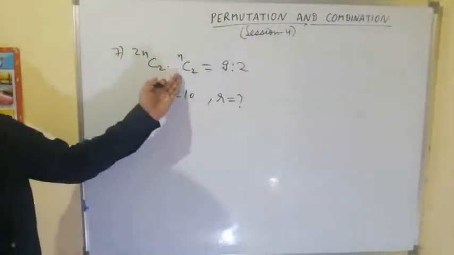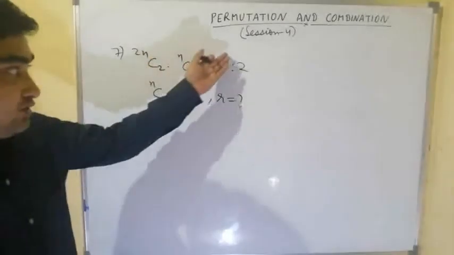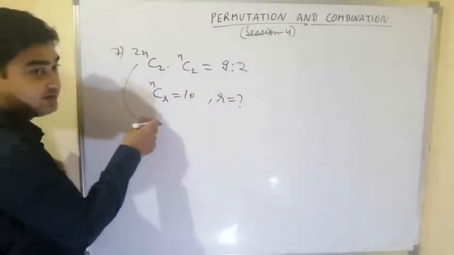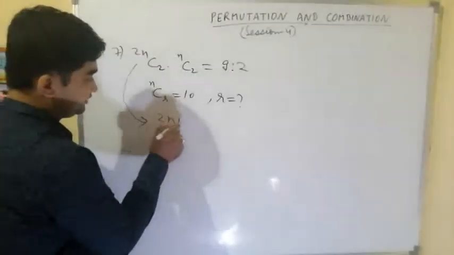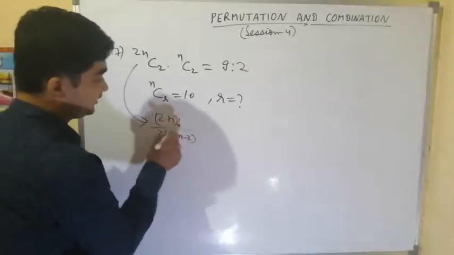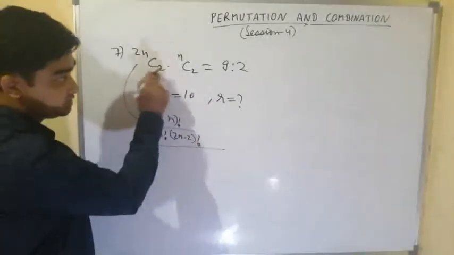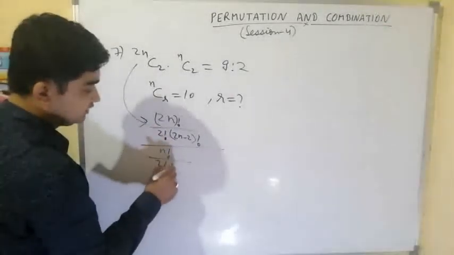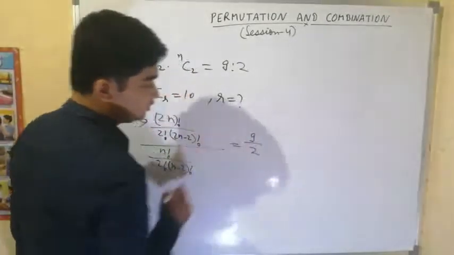Again, it is an equation which is given in terms of combinations. 2nCr divided by another nCr is equal to 9 is to 2. So we can straight away put the formula for nCr. We can simplify and we can solve. What is left hand side? 2n factorial divided by r factorial into 2n minus 2 factorial, divided by this, that means this divided by this, which is n factorial divided by 2 factorial into n minus 2 factorial. Right hand side is 9 divided by 2.